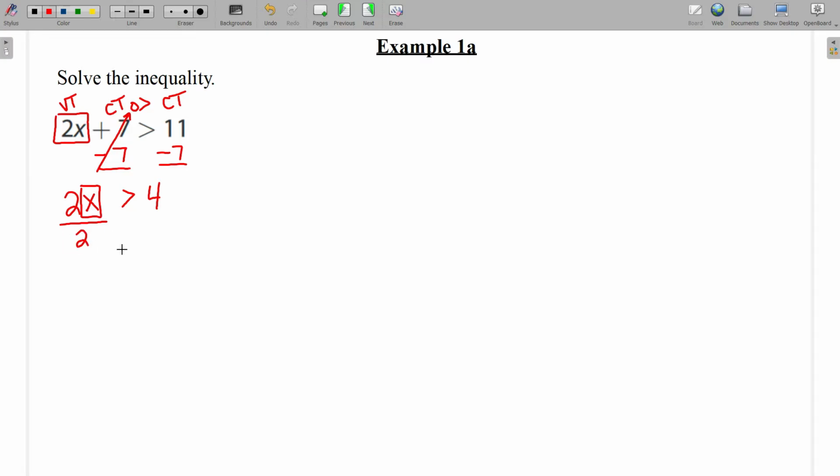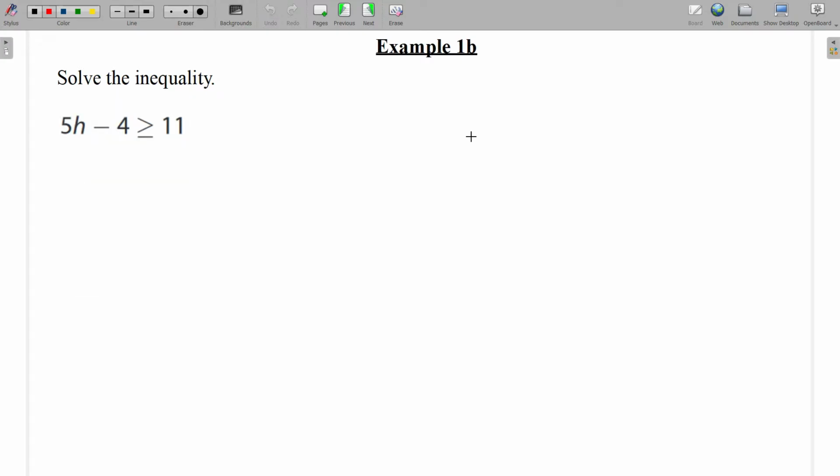Now since I divided the term on the left hand side of my inequality by 2, I'm going to have to divide the term on the right hand side of my inequality by 2 also. Now when I take 2x divided by 2, the 2's cancel each other out, and that leaves me with x. I still have a greater than sign because I divided by two positive numbers, so I leave the sign as it is. And then 4 divided by 2 gives me 2. So this problem's answer is x is greater than 2.